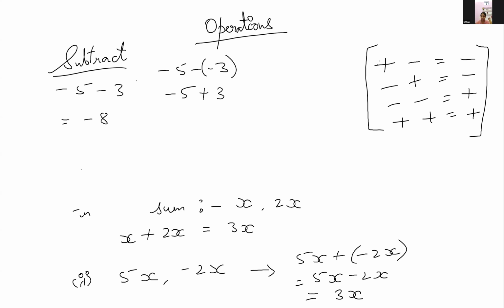Now minus plus is minus. So 5 minus 3 is 2, and we give the sign of the bigger number. That's 5. So it will come to minus 2. Okay, like this. Now, what happens if we have variables?